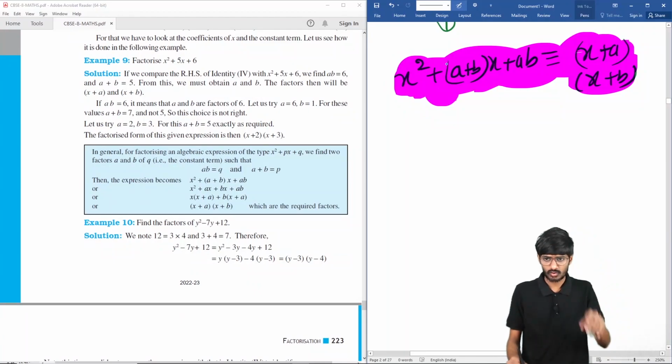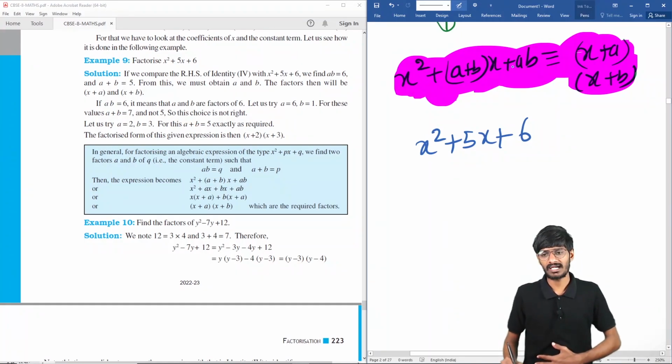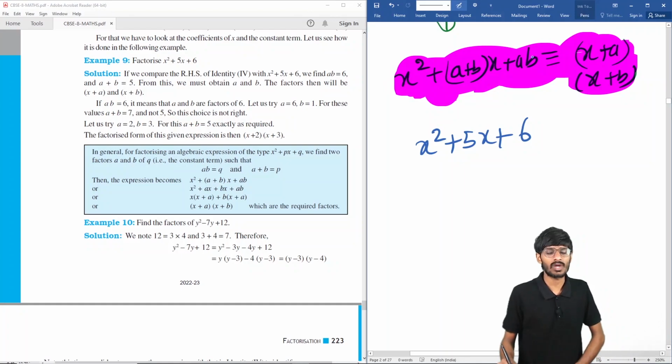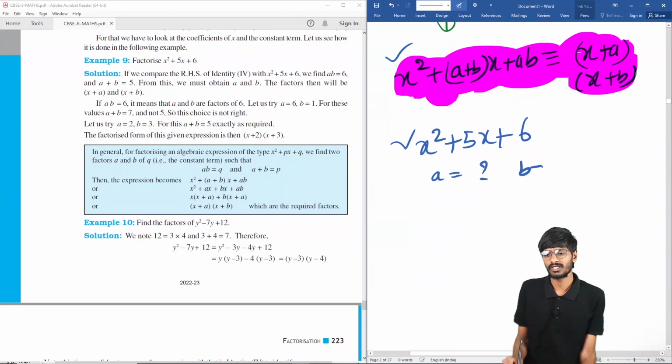Suppose we are going to factorize the same expression which we discussed previously, that is x square plus 5x plus 6. There is an x square term, and there is an x term, and the given expression is identical to this, but we have to find out the values of a and the values of b. That is our main task here.